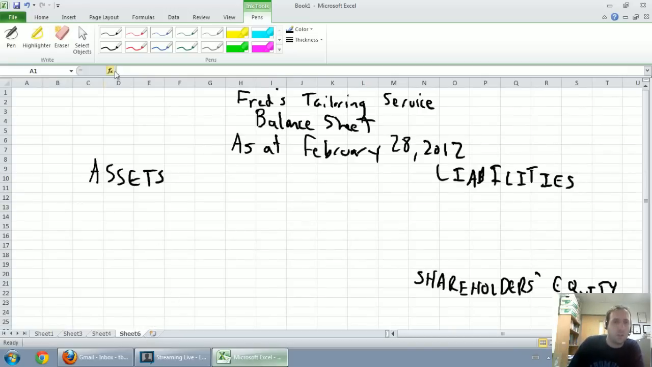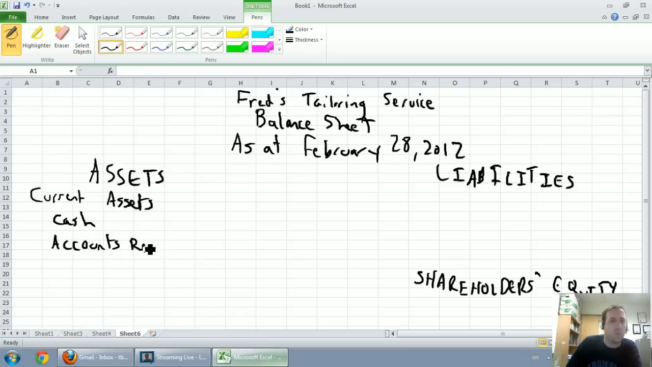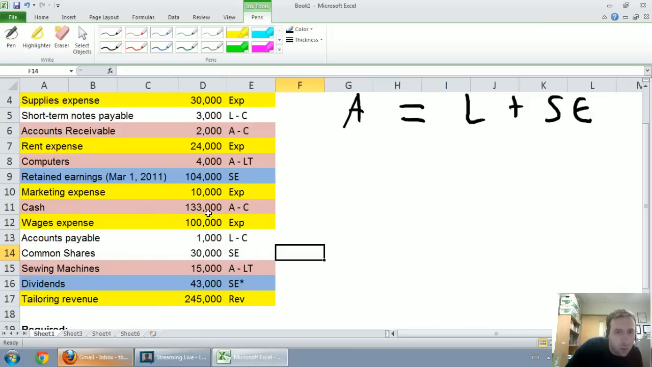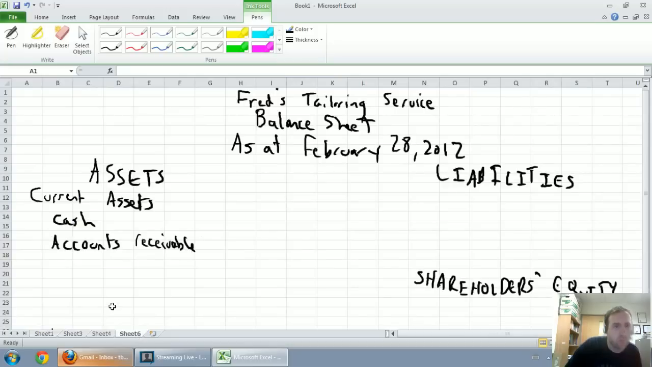So, under assets, we have current assets. And we've got under that cash and accounts receivable. That should be lowercase. Let me just redo that. And our cash was 133 and our accounts receivable was 2. So let's fill that in. Cash was $133,000. Accounts receivable is $2,000.